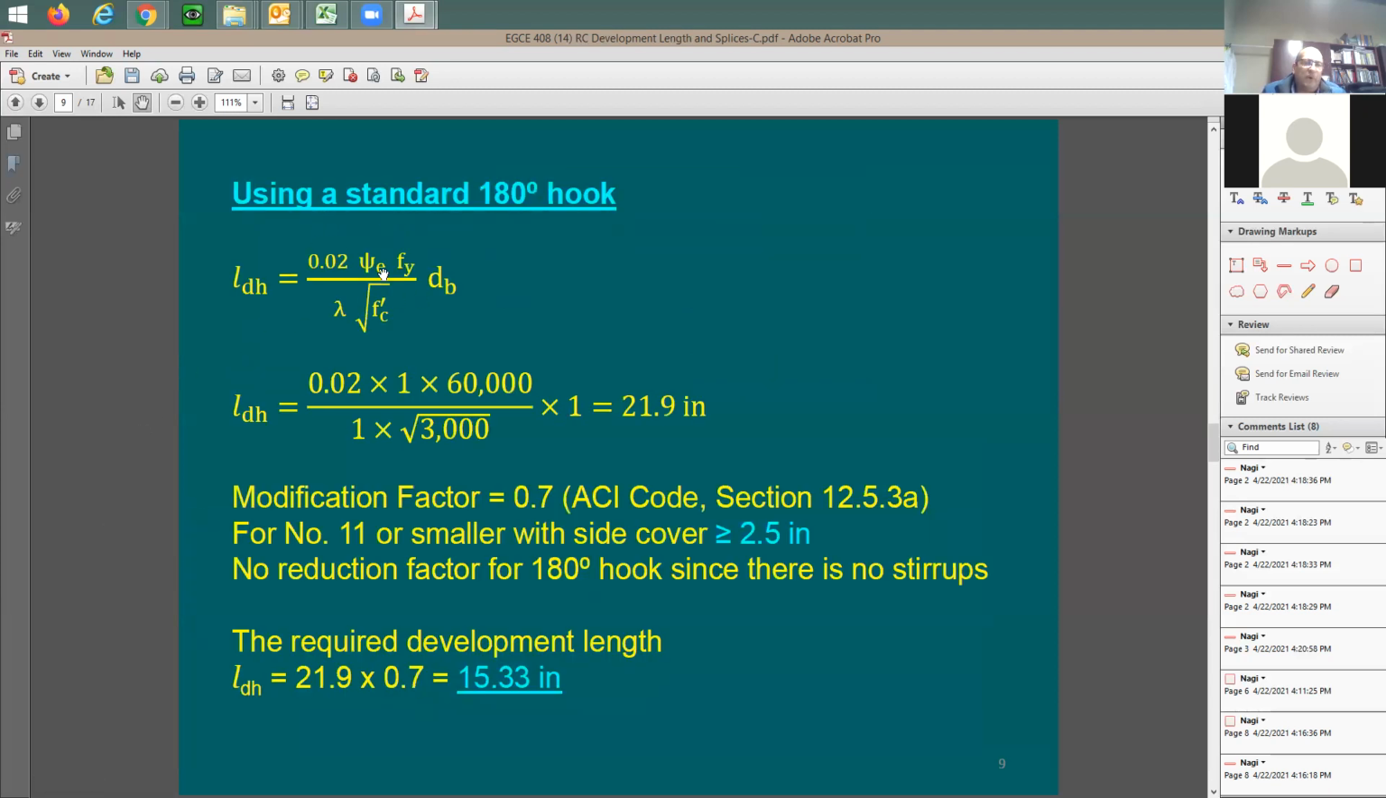So I'm going to be using this equation that we just introduced today. 0.02, no epoxy mentioned, is going to be 1. 60, lambda is 1, normal weight concrete. Strength of the concrete 3000 times 1, because it's going to be number 8. The rebar size is going to be 1 inch diameter. You end up with about 22 inches. So, okay, good, 22 inches, promising.